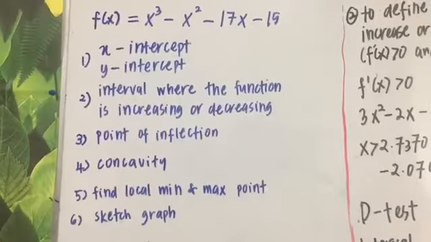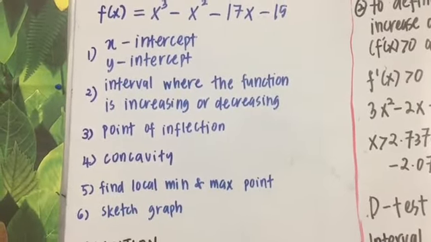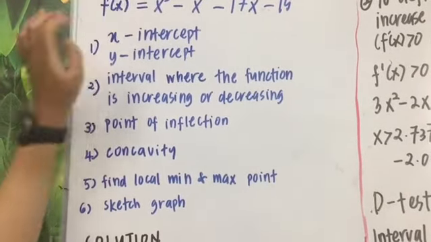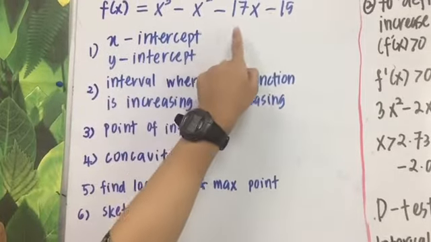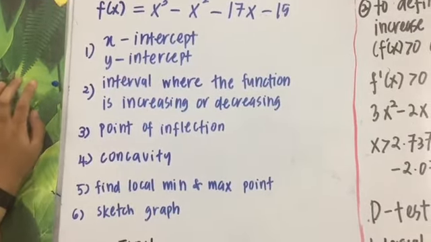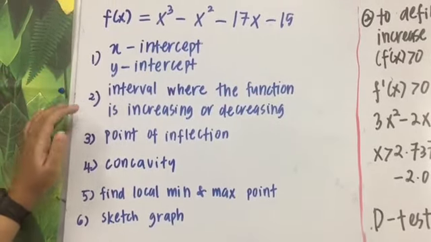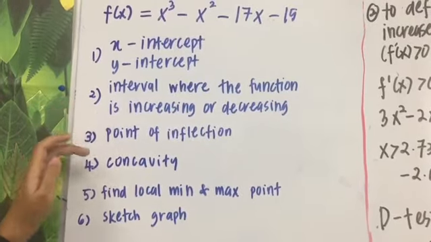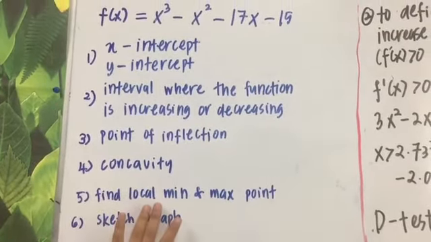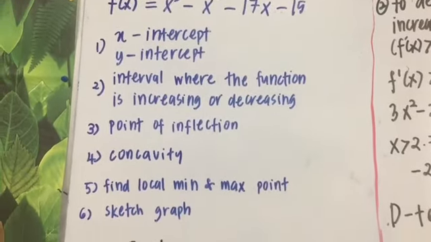Question 5 asks us to choose any suitable complex function. So we have chosen f(x) = x³ − x² − 17x − 15. The question also asks us to find the x-intercept, y-intercept, the open intervals where the function is increasing or decreasing, the point of inflection, the concavity, the local minimum and maximum points, and lastly to sketch the graph.